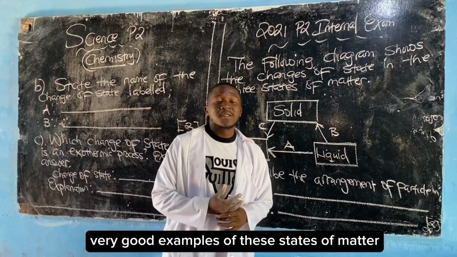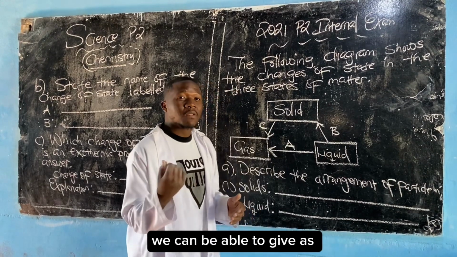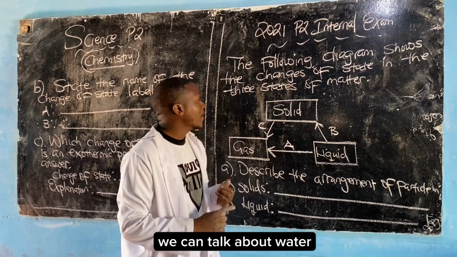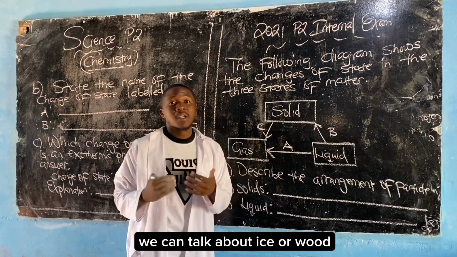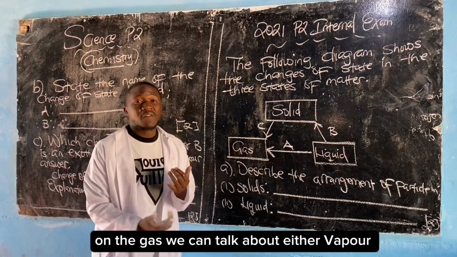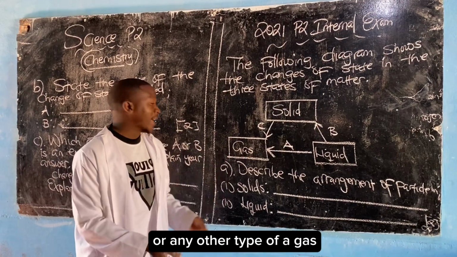Very good examples of these states of matter we can give: on the liquid part, we can talk about water. On the solid part, we can talk about ice or wood. On the gas, we can talk about either vapor or any other type of gas.